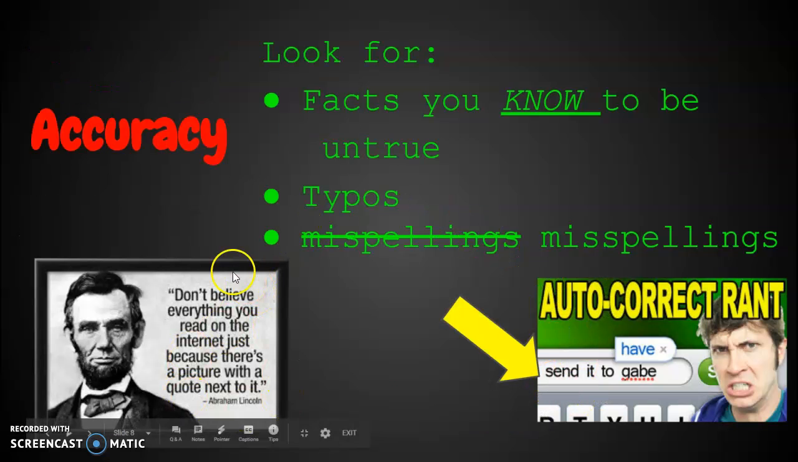Accuracy. Okay, so take a look at this for a second. What's wrong with it? Or what's right with it? Hello, did the internet exist when Abraham Lincoln was around? It didn't. You know things to not be true. You have to think about them. You have to use your common sense and your logic to determine that something doesn't look right. Look for things that are misspelled. Look for words that don't look like they fit there. You know certain things. So use your common sense, use your head, slow down, and be patient.